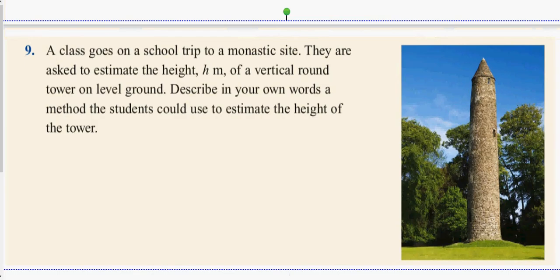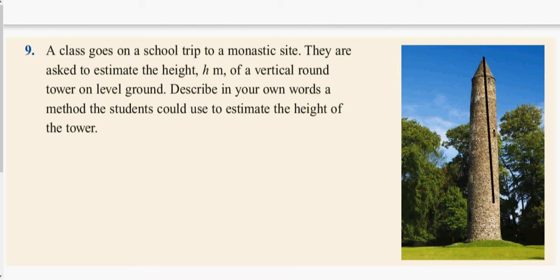Now, question 9 is an interesting one. Let me explain how you do this. Now, we're going to make up our own figures. Once again, we're going to use similar triangles. I'm going to draw a line to represent the monastery. And we're going to assume that the monastery is on perfectly level ground. Okay, that's the assumption we're going to make.